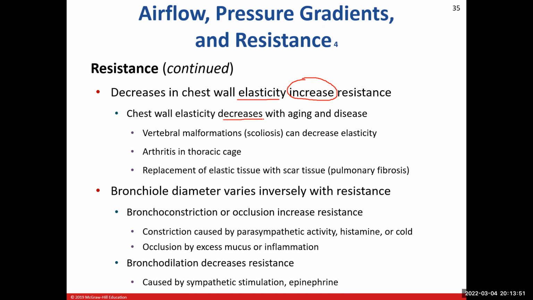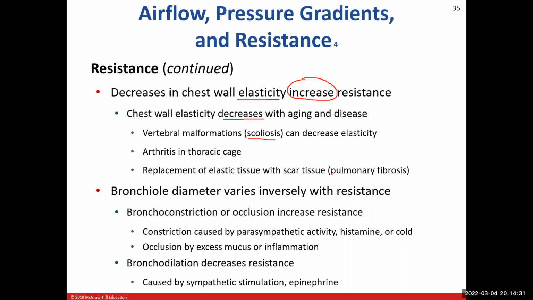Also, we will see folks that have a really bad scoliosis, especially in the thoracic region, that scoliosis can also impact the elasticity of the lungs. We'll also notice that in folks with osteoarthritis in the vertebrae and also in the thoracic cage, it makes it difficult for those joints, the costal cartilage joints, for the ribs to move. That will then make it more difficult for changes in the thoracic volume of the chest cavity.